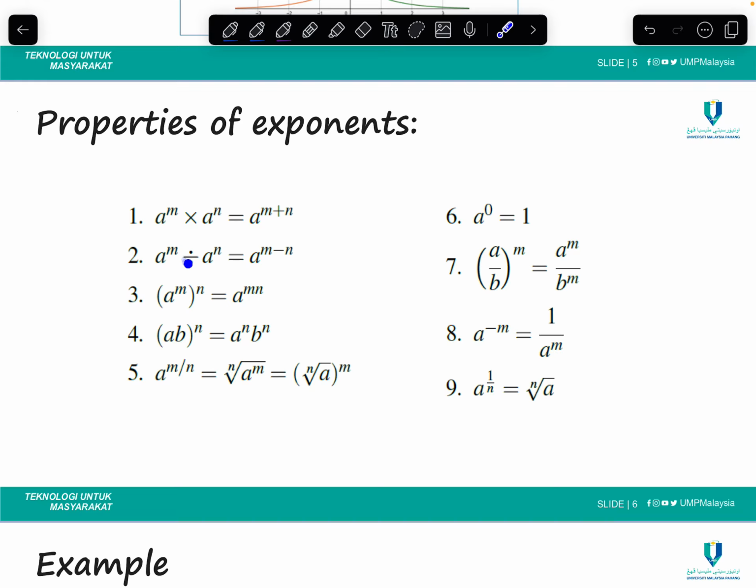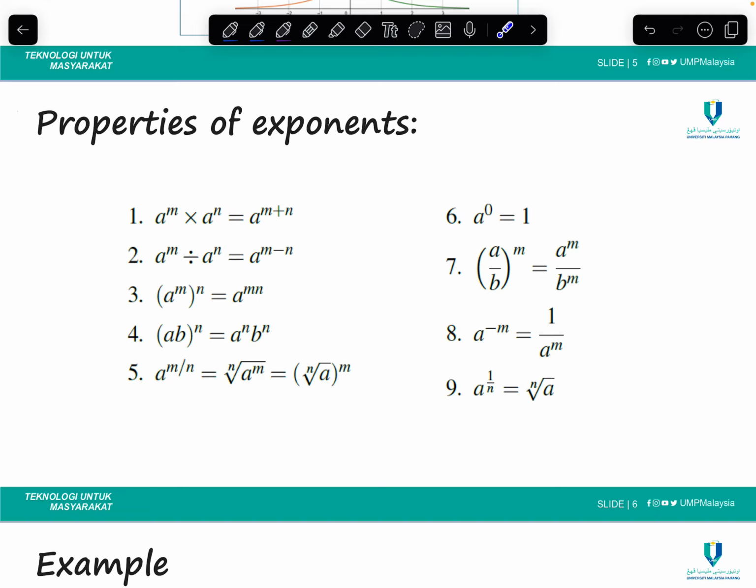In contrast, if the operation is division, a to the power of m divided by a to the power of n, it means that the index or the power should be subtracted. Here the power becomes m minus n. Number 3, if you have a bracket and outside of the bracket you have power n, and inside the bracket you have an element with its own power, how to solve this? The indices can be multiplied together, so it becomes a to the power of m times n, a^(mn).